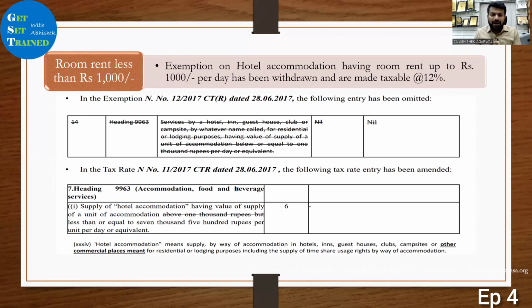Friends, please note, after this amendment, now we have only two rates. If the room tariff is below 7,500 rupees, it is 12%. If it is above 7,500 rupees, it remains 18%. The tax will be levied at the rate of 18% above 7,500 rupees, right?